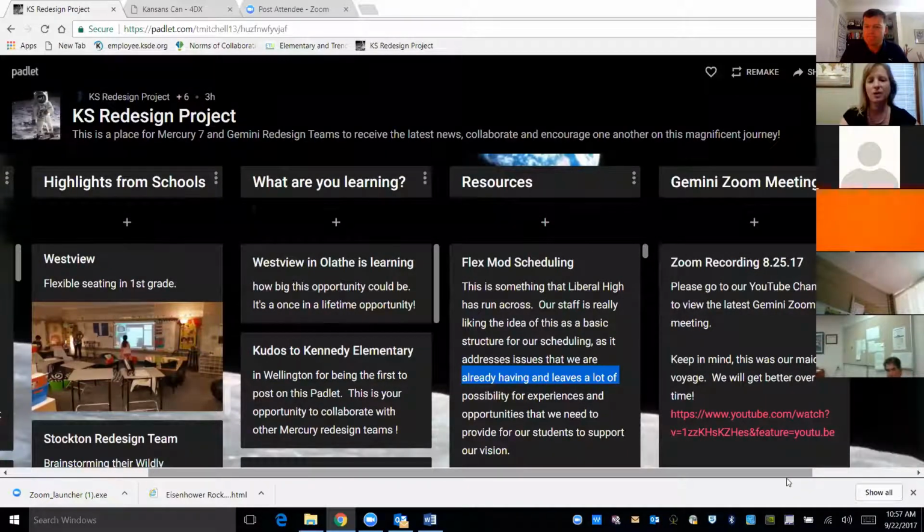Make sure, the other thing about this is we've sent the link to Padlet. If you can't find it, let us know, we'll resend it, but share it with your redesign teams, because this is an exciting way for your teachers to engage with other redesign team members. So share it out, and that way they feel really connected with the rest of this work too.